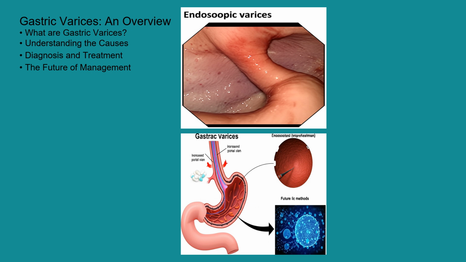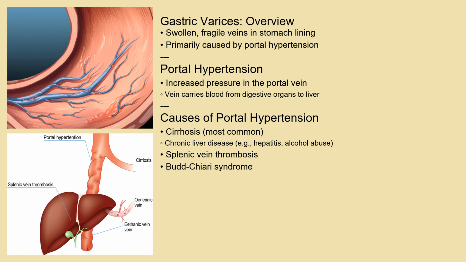Welcome. Today, we're delving into the world of the digestive system to understand a serious condition called gastric varices. We'll explore what they are, what causes them, how they're diagnosed and treated, and what the future holds in managing this condition. Gastric varices are essentially swollen, fragile veins in the lining of your stomach. The most common culprit behind them is portal hypertension.